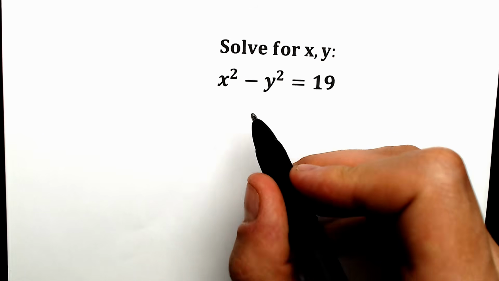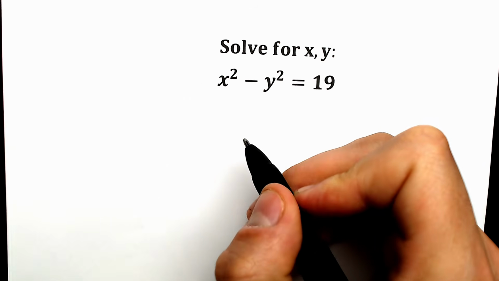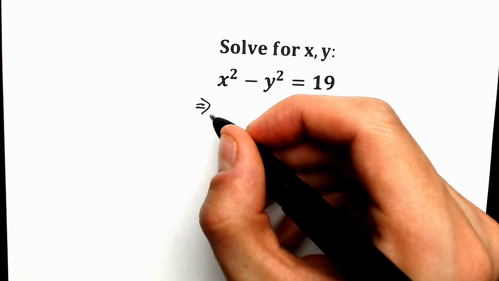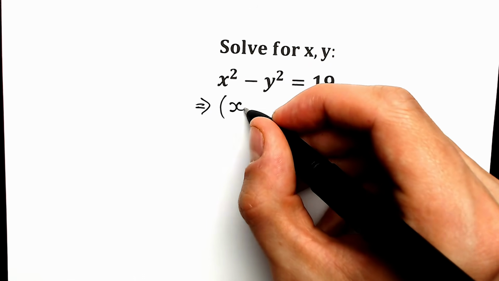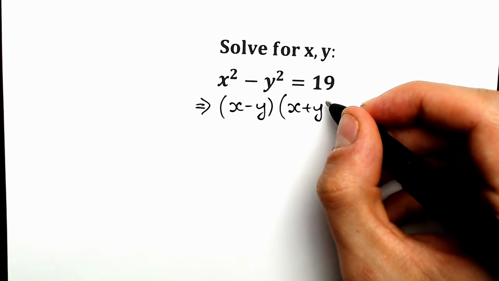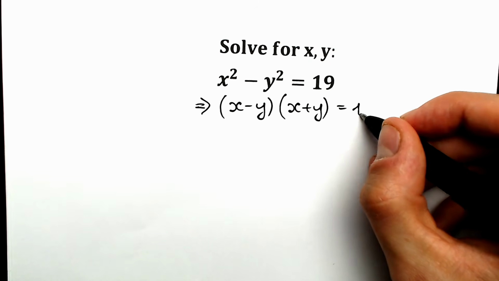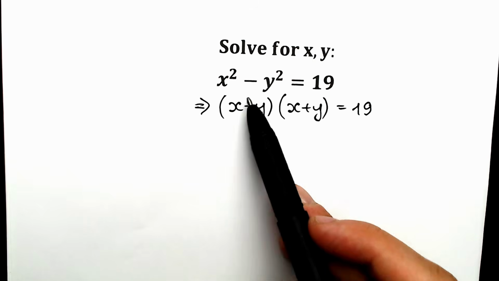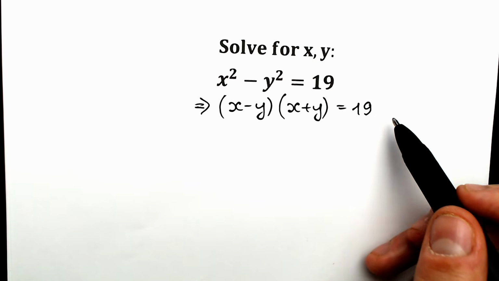Let's solve this question. First of all, we have a difference of squares on the left side. This is a well-known formula, so we can easily expand it. We can write it as x minus y times x plus y equal to 19. So I really hope you understand it. According to the basic school formula, we just expand it like that. Right now, what about this 19?